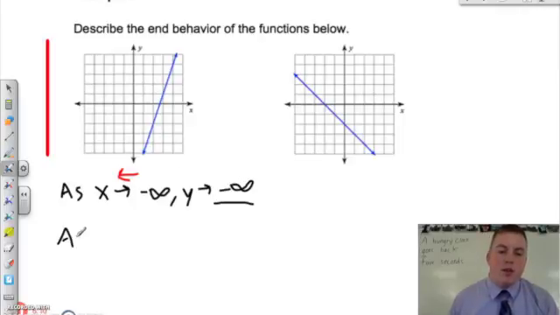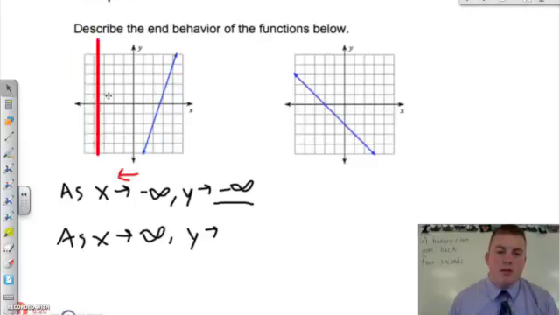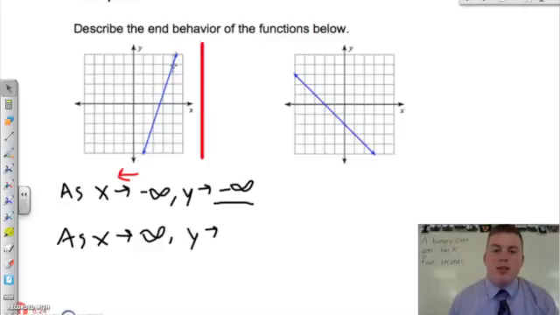All right, we also have to do as x approaches positive infinity, y would approach. And this time we're moving in the opposite direction. We're moving to the right because positive moves this direction. So in this case, the y value is continuing to go up higher and higher and higher. So we would say that y would approach positive infinity this time. All right, let's jump over and look at our second example.